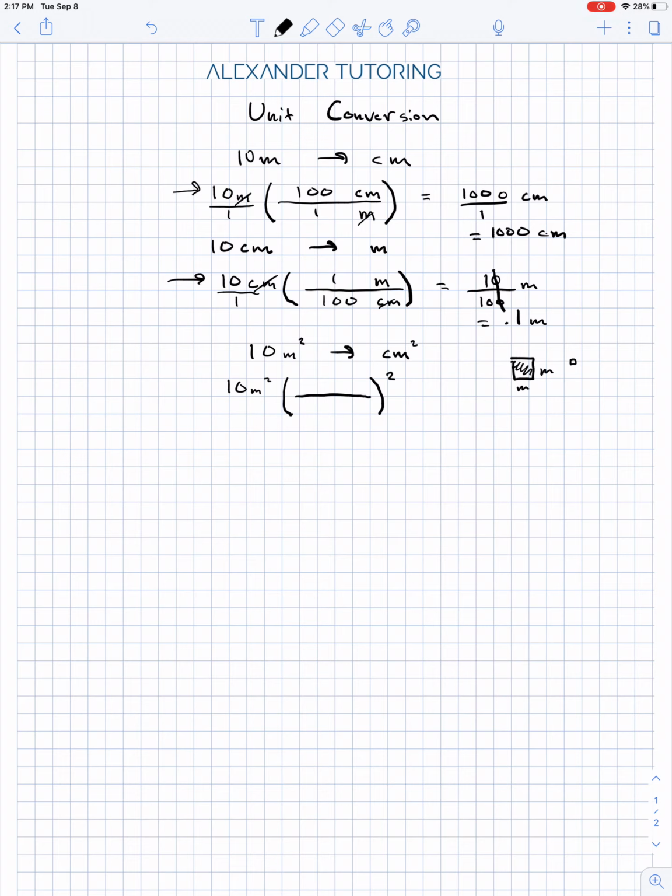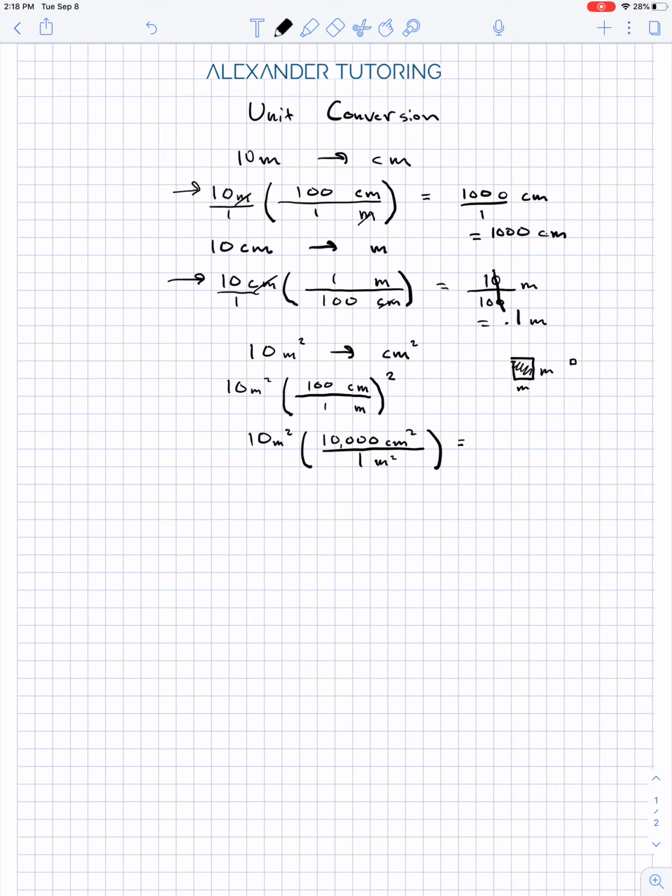Okay? Now, meters are on top, so we put meters in the bottom because we want them to cancel. And then we put centimeters on top because that's what we want to change into. And you can see the square here squares both the centimeter and the meter in the fraction. So they're really square meters and square centimeters. Okay, there are 100 centimeters in 1 meter. And now we can see the squared here, we have to square them. When you square a fraction, you square the top and the bottom. So we get 100 squared, which is 100 times 100, or 10,000. Square centimeters, the units get squared too, over 1 square meter.